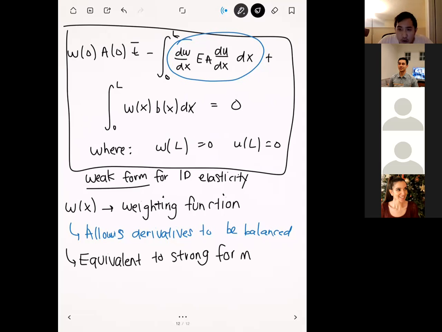Question: the material on homework 2 will be on the midterm? Yes. You can think of homework 2 as the cutoff for what's going to be on the midterm. Homework 2 will just cover up to beam equations.